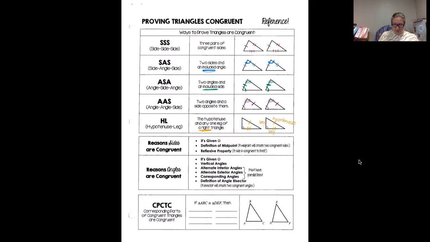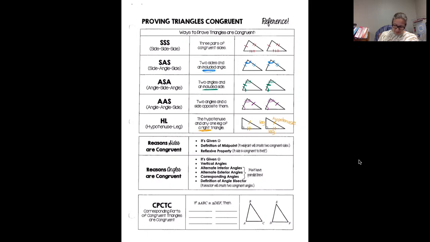Reasons sides are congruent: given, definition of midpoint, reflexive property. Reasons angles are congruent: given, vertical angles, parallel lines that have alternate interior, alternate exterior, corresponding angles, and definition of angle bisector. Here is CPCTC, as we have talked about prior.